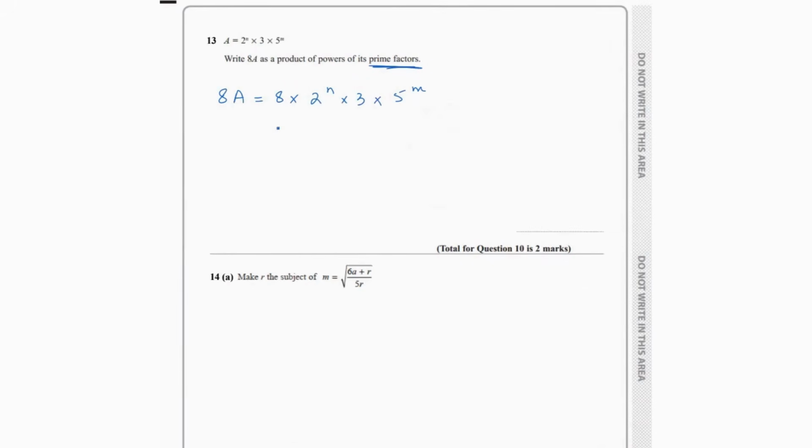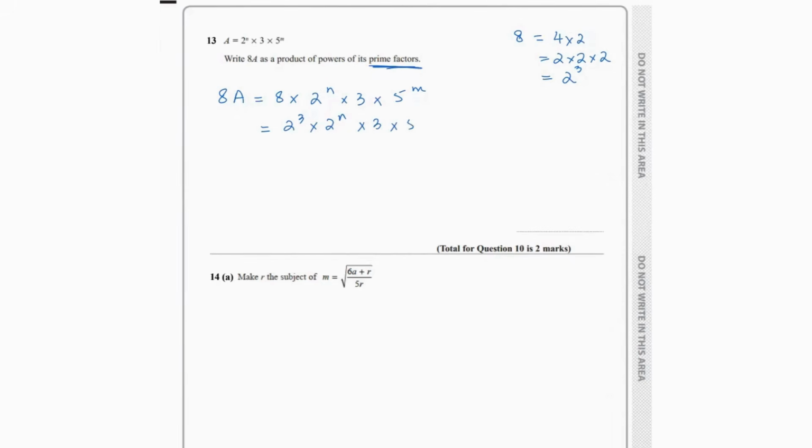Is 8 a prime number? No. 8 comes in 4 times table, 2 times table, 1 times table, and the 8 times table, which means we have to convert 8 into its prime factor form. 8 is 4 times 2. 4 is 2 times 2. So that shows that 8 is 2 times 2 times 2, which is 2 cubed. 2 is a prime number. 2 is the smallest prime number, by the way. 1 is not a prime number. 2 is a prime number. So 8 can be rewritten as 2 cubed now.